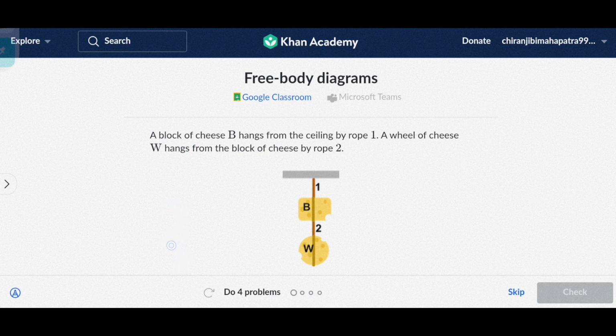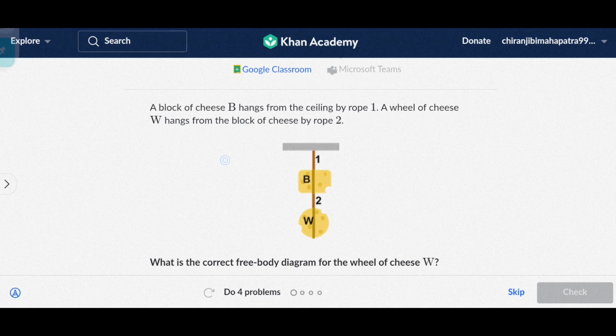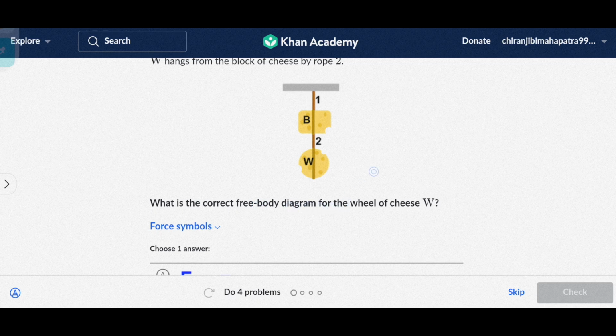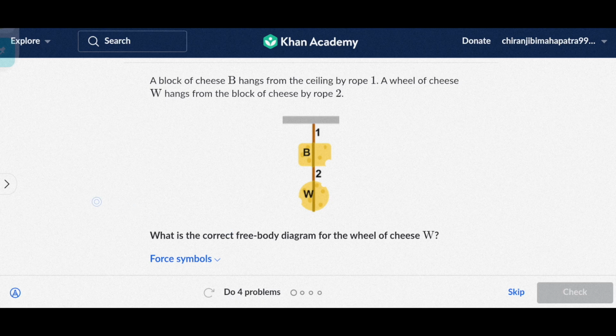Let's do some problems. Here a block of cheese B hangs from the ceiling by rope 1. A wheel of cheese W hangs from the block of cheese by rope 2. This wheel of cheese hangs from B by rope 2, and B hangs from the ceiling by rope 1. What is the correct free-body diagram for the wheel of cheese W? Let's solve it, then see the options.